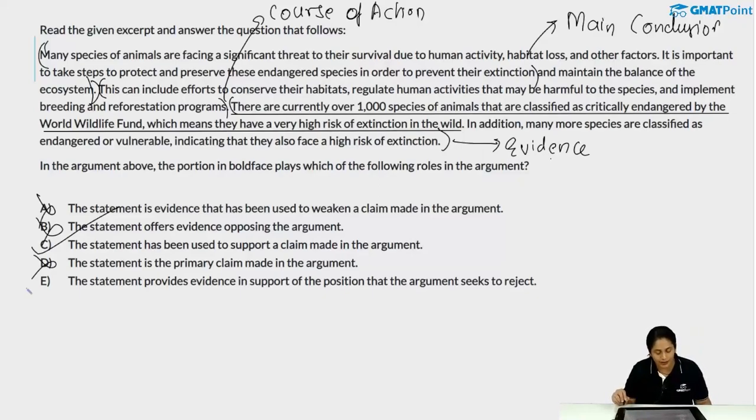E: The statement provides evidence in support of the position that the argument seeks to reject. The argument is not seeking to reject any position. The argument is making a positive position, and this is evidence in support of that positive position. So even E is incorrect. C is clearly the correct answer.